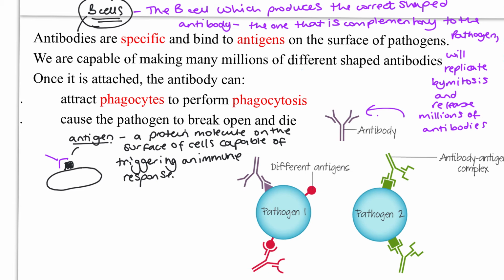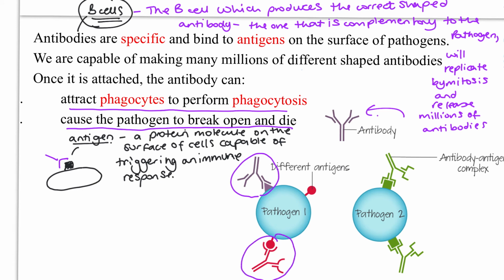These antibodies perform a series of functions. One of the functions is to attract phagocytes to perform phagocytosis, and the other is to break holes in the cell wall of the pathogen, causing it to break open and die. So these are the 2 key functions of the antibodies. And we can see here how the antibodies bind on to the antigens on the surface of the pathogen when they have the correct complementary shape.